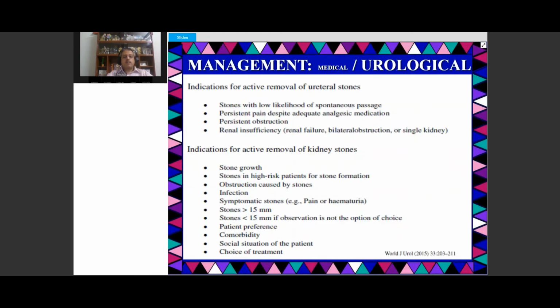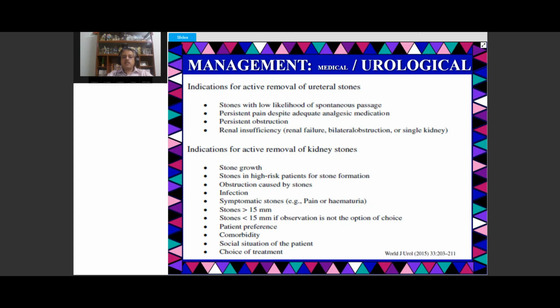Surgical management, I'll not go into details because I'm not an expert in it, but when should we be thinking of taking the stone out surgically or subjecting it to ESWL? Mainly once the medical part has failed after 3 to 4 weeks, or in the presence of large stones, or, which is very important, a single kidney obstructed with stones, or both kidneys obstructed with stones, or rising creatinine. All these are indications that we need to do something about stones.